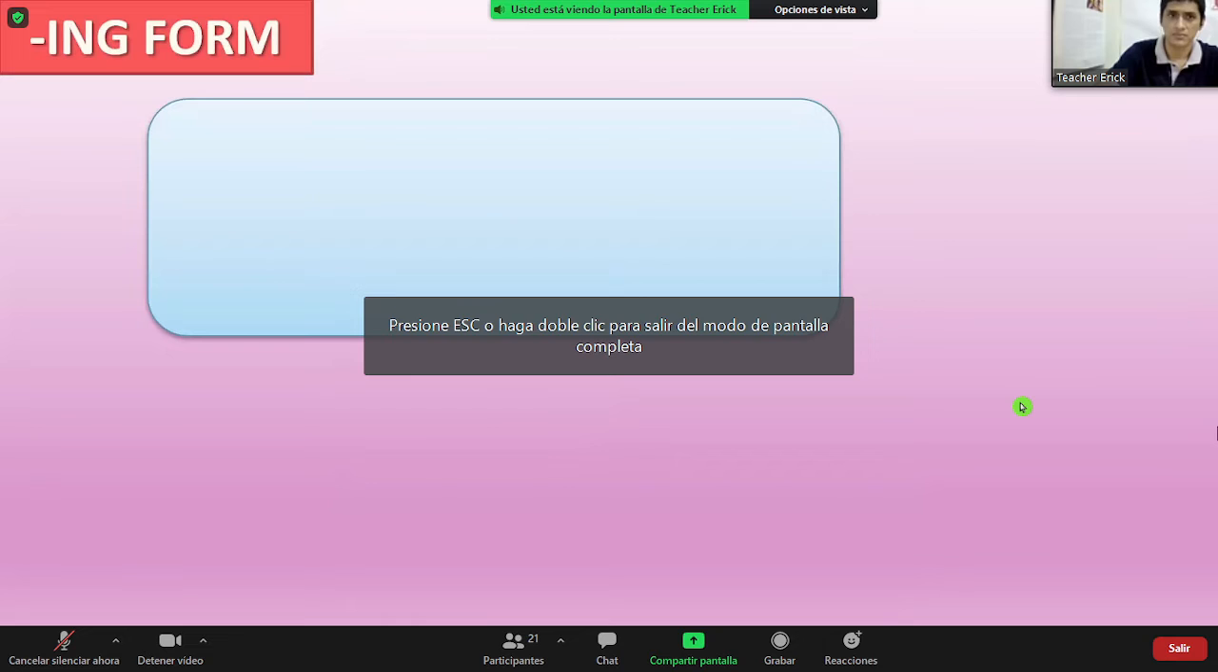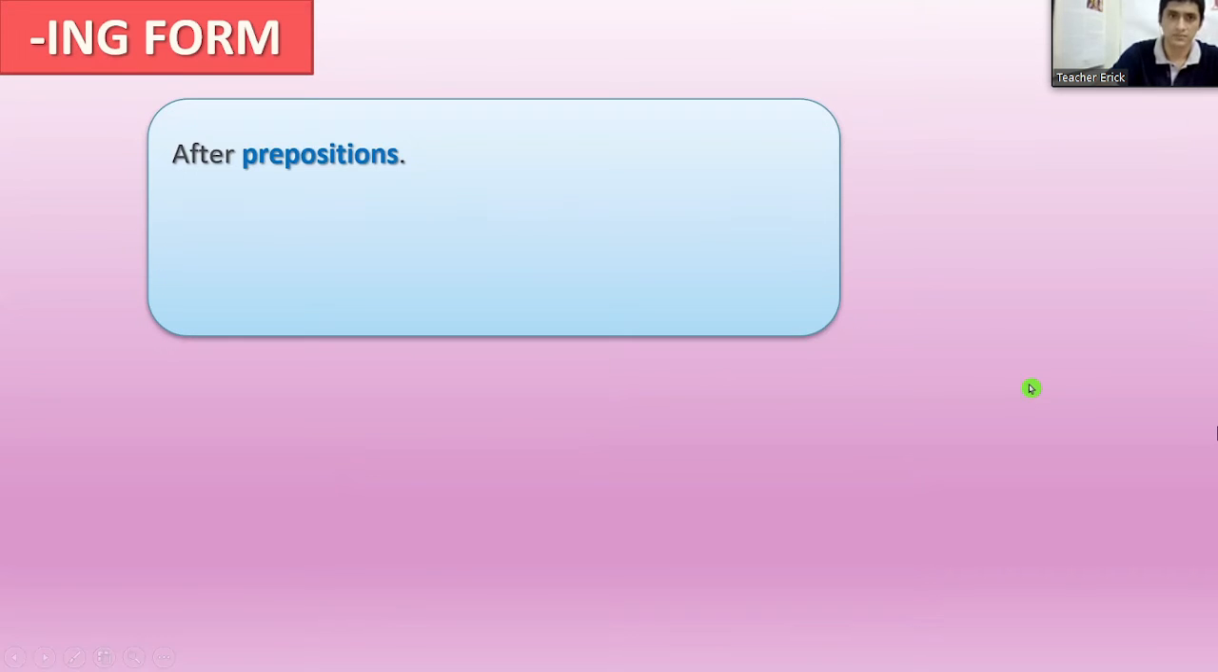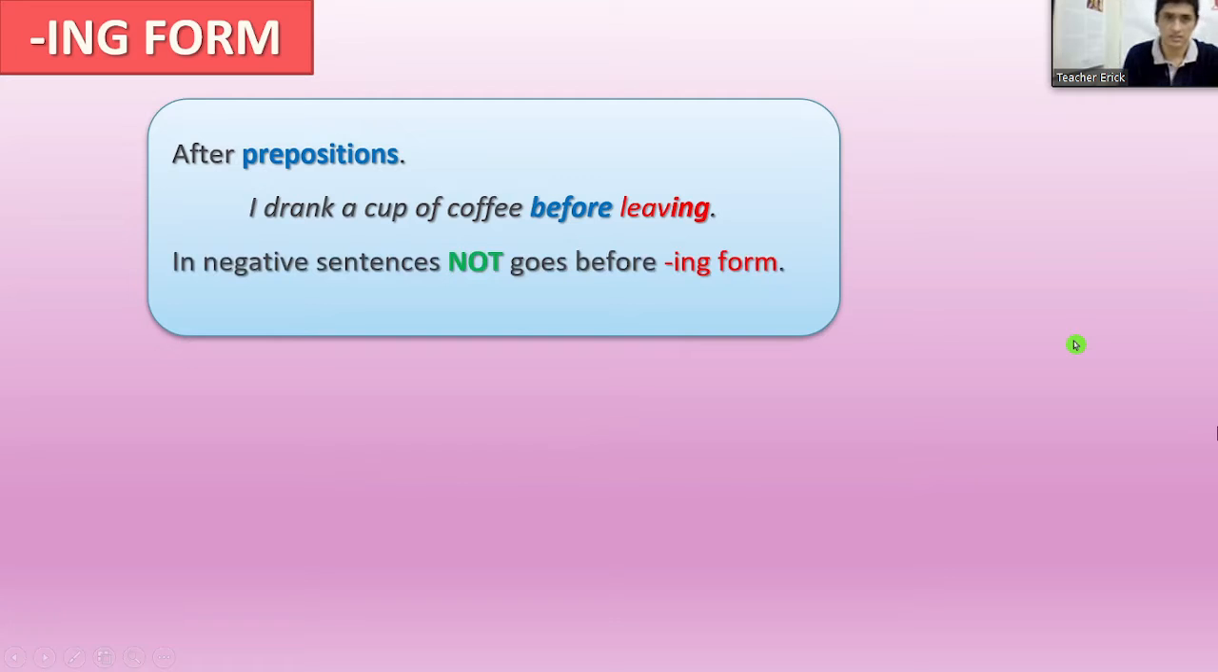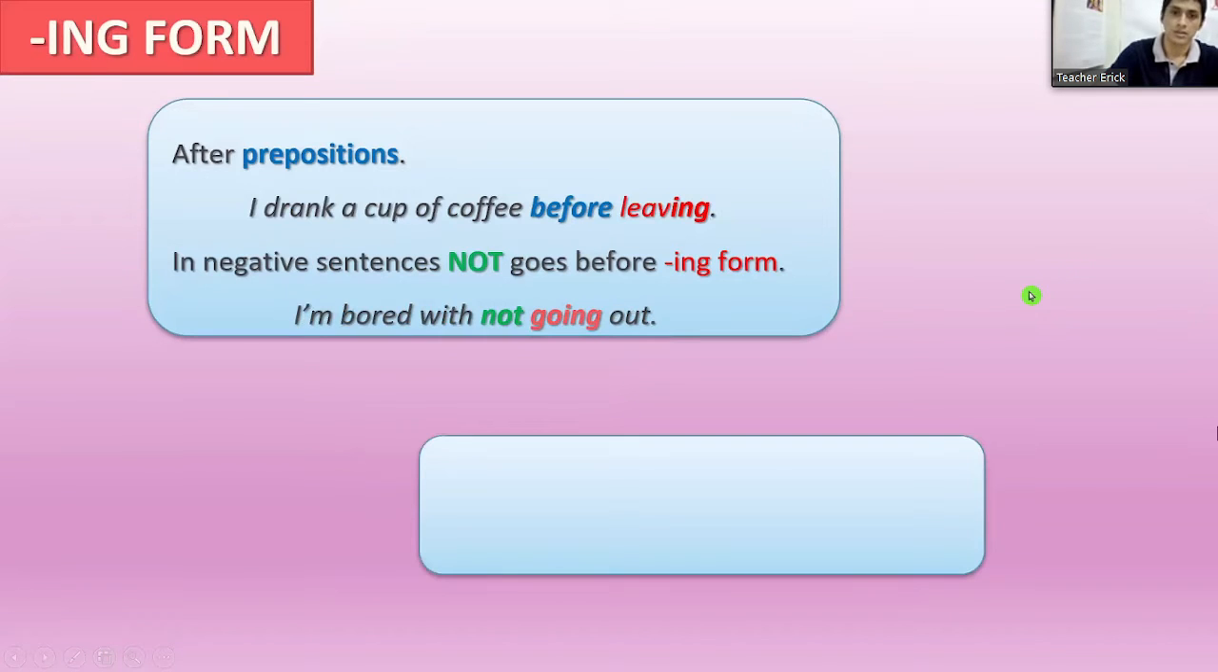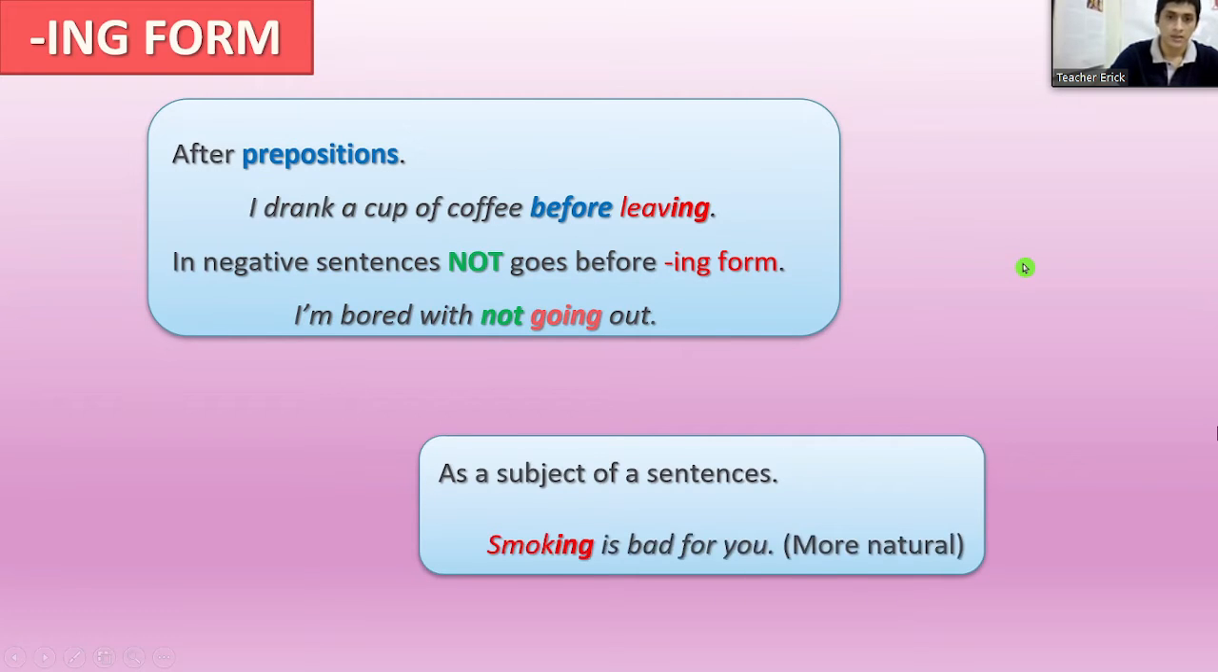So the ing form, we said that we use after preposition. I drank a cup of coffee before leaving. And in case of negative sentences, not goes before ing. For example, I'm bored with not going out. And we also use ing form as a subject of a sentence. Sorry, there is a mistake there. So, smoking is bad for you. Yeah, it sounds more natural.